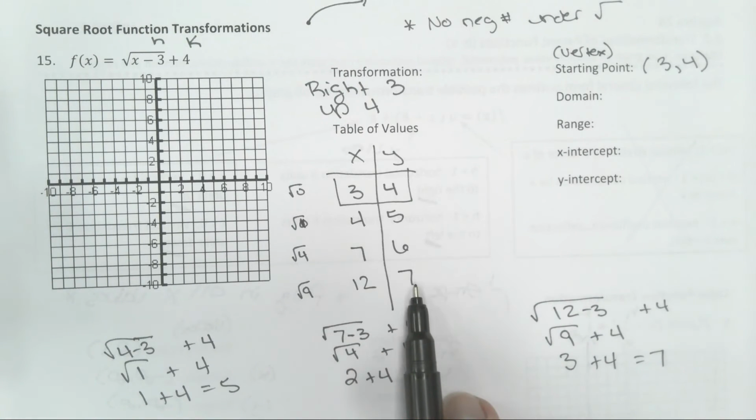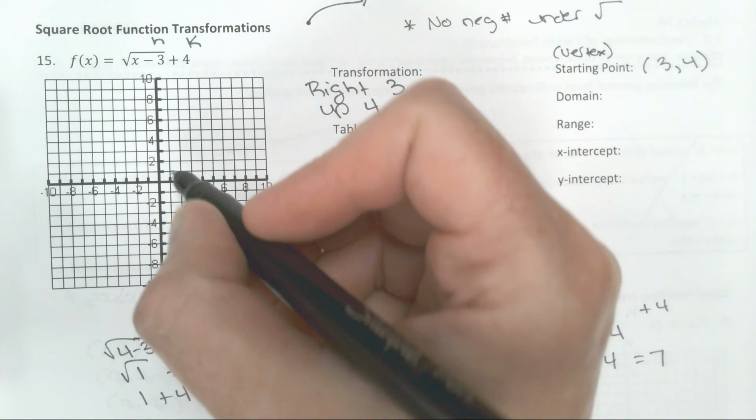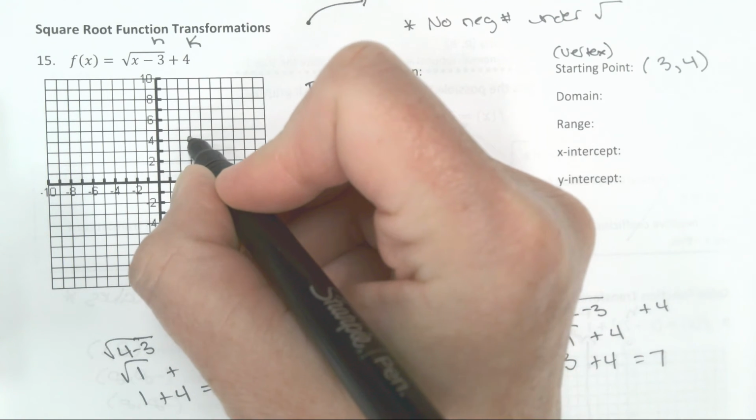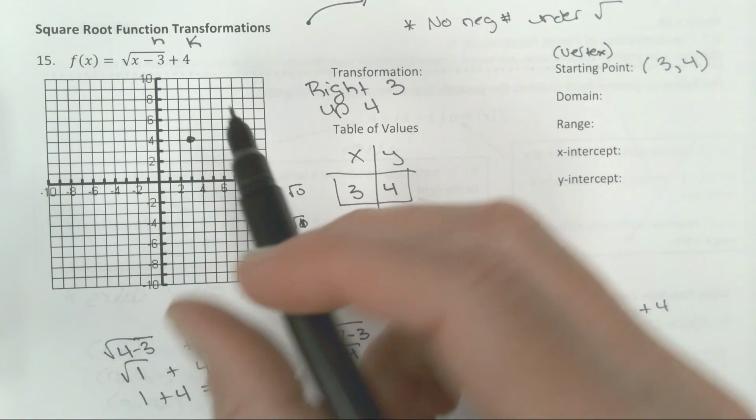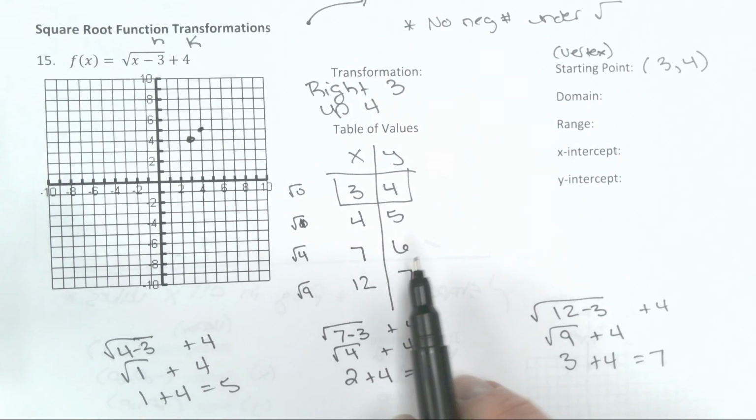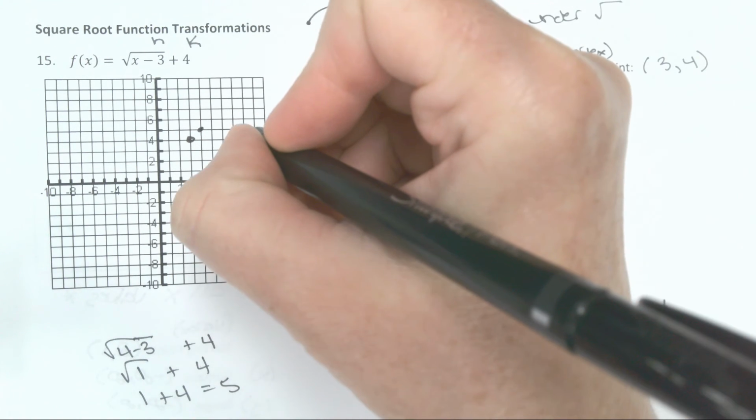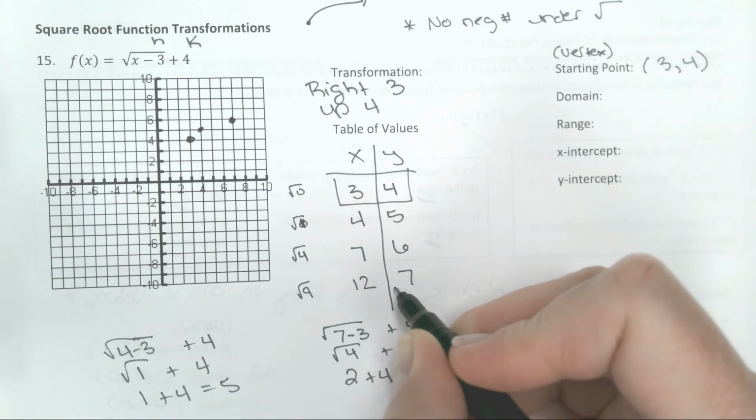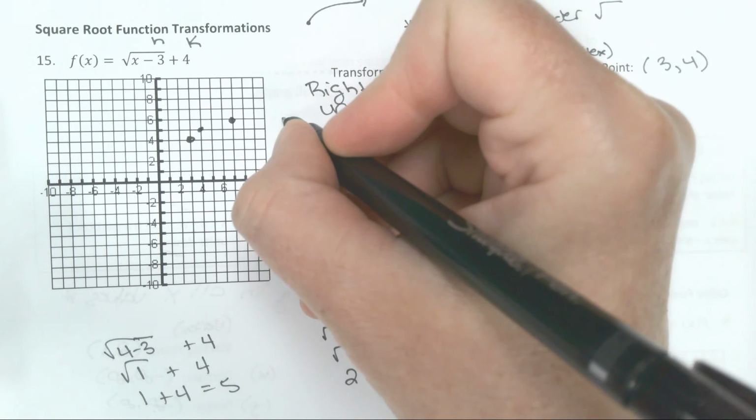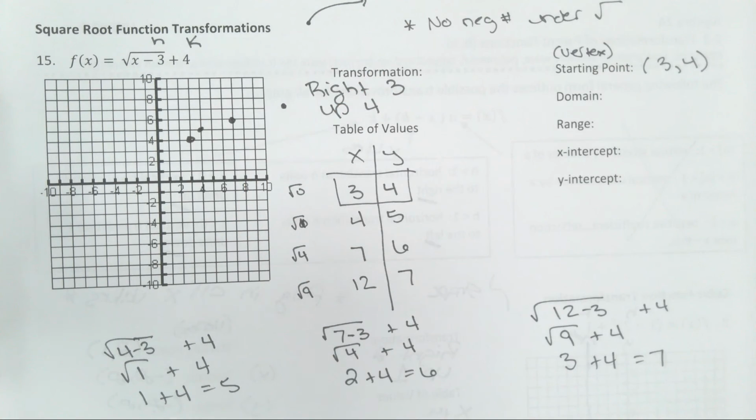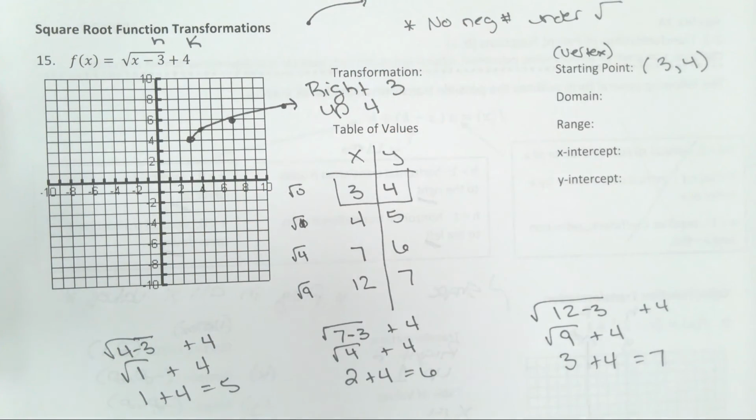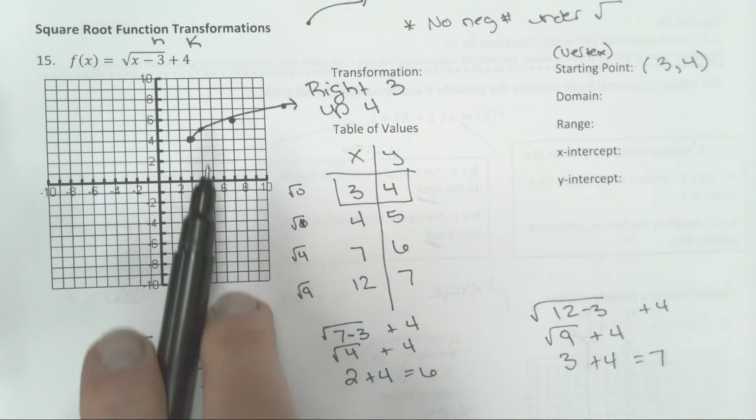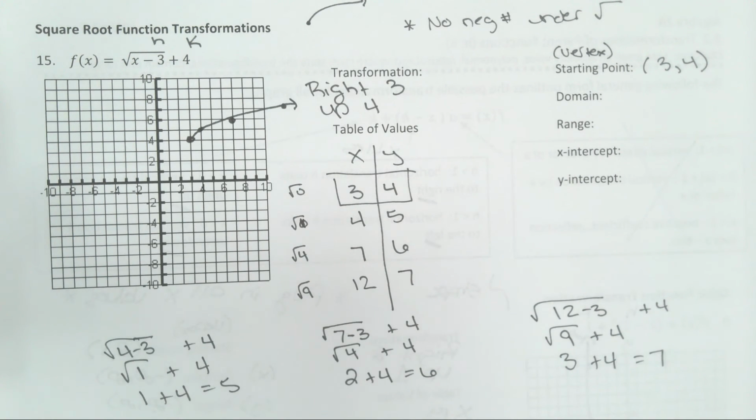Now you need to go plot all these points. So 3, 4, start at the origin, right 3 up 4. Plot 4, 5, start at the origin, right 4 up 5. 7, 6, and 12, 7. Go off the graph a teeny tiny little bit, and there's 12, 7 approximately. This is not a straight line, it is a curve because it's a parabola on its side. So that's what the correct graph looks like.